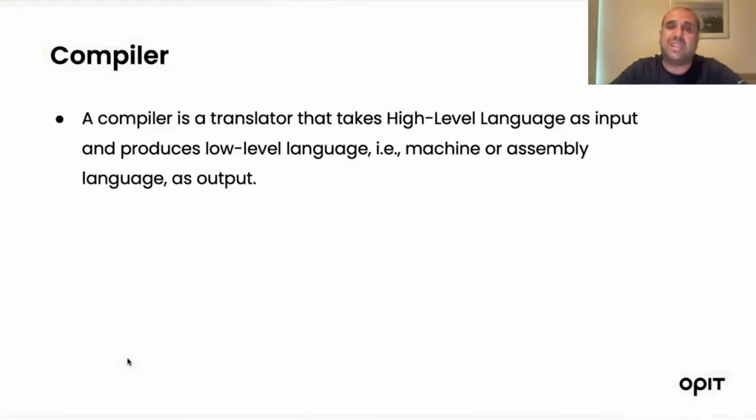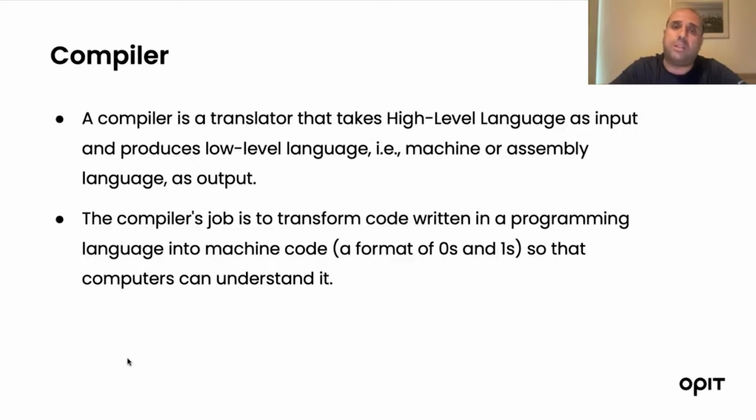The compiler is a translator that takes high-level language as input and produces low-level language, or machine or assembly language, as output. The job of the compiler is to transform code written in a programming language like Java, C++ or Python into machine code, which is a format of zeros and ones that a computer can understand and execute, following the instructions stated by the machine code.